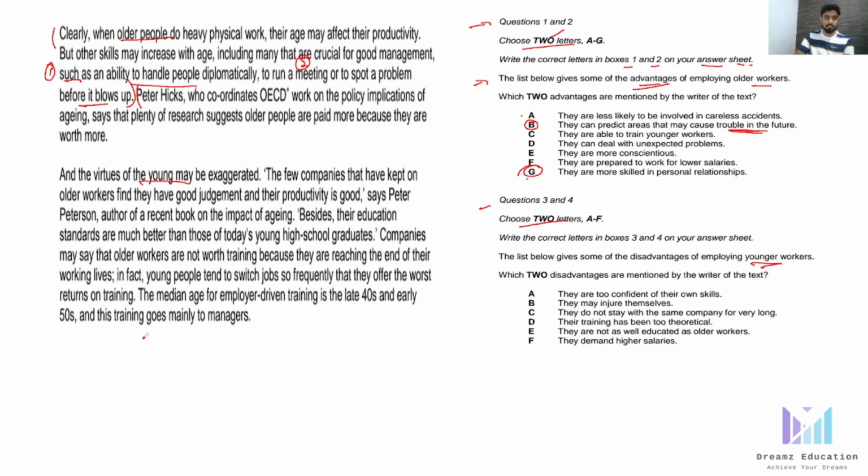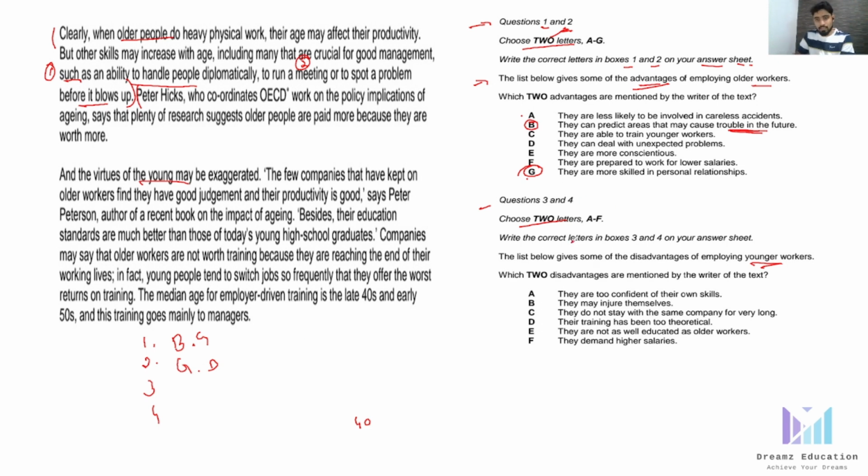Now in your answer sheet there will be numbers, question 1, 2, 3, 4, right up till question number 40. So here you can write your first answer, that is B, the first option, for question number 1, and for question number 2 you can mention G. Or the order doesn't matter. Instead of writing B and G, you can also go with G and B, so that also will be correct. No problem with that.